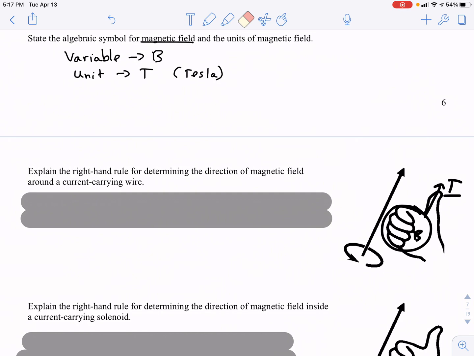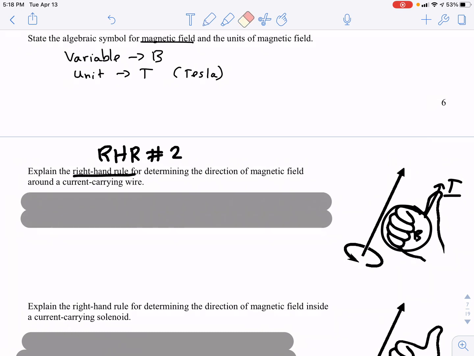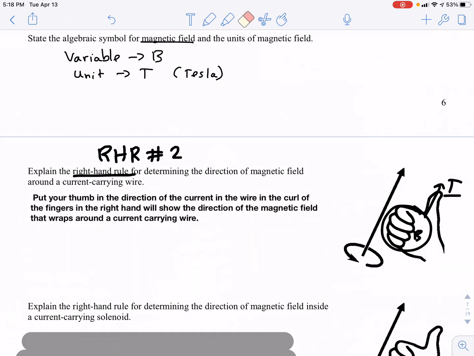Explain the right-hand rule for determining the direction of magnetic field around a current-carrying wire. I call this right-hand rule, or RHR, number 2. And we put our thumb, again, in the direction of current, and our fingers will wrap circularly around the current-carrying wire in a circle showing the direction of magnetic field.